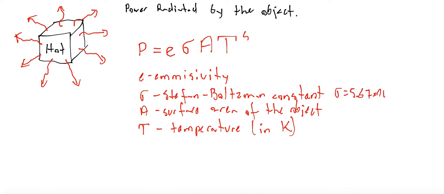5.67 times 10 to the power of minus 8, and the Stefan Boltzmann constant has a unit of watt per square meter per Kelvin to the power of 4. This power radiated by the object is known as the Stefan Boltzmann law.